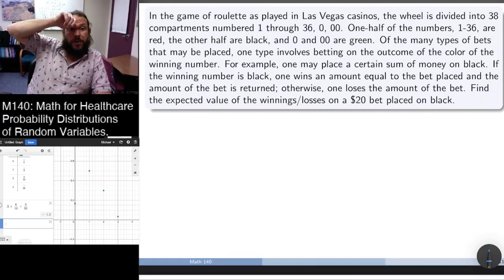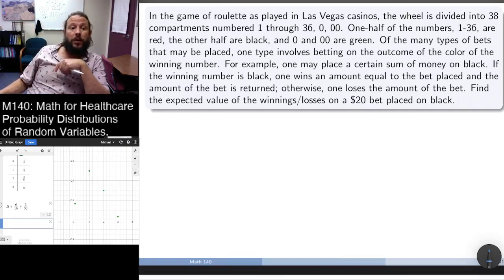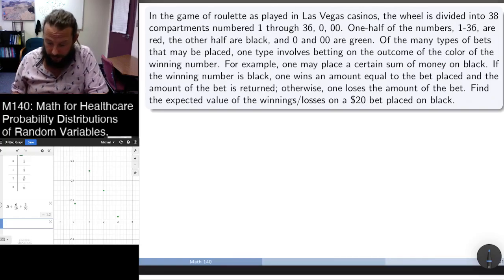Of the many types of bet that are placed, one type involves betting on the color of the winning number. For example, one may place a certain sum of money on black. If the winning number is black, one wins an amount equal to the bet placed, and the amount of the bet is returned. Otherwise, one loses the amount of the bet. Find the expected value of the winnings/losses on a $20 bet placed on black.